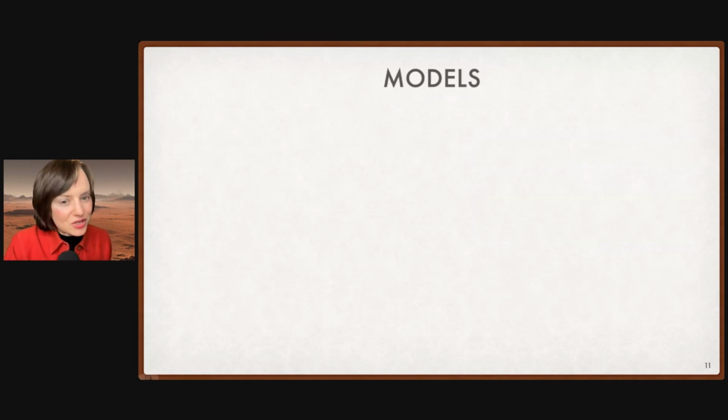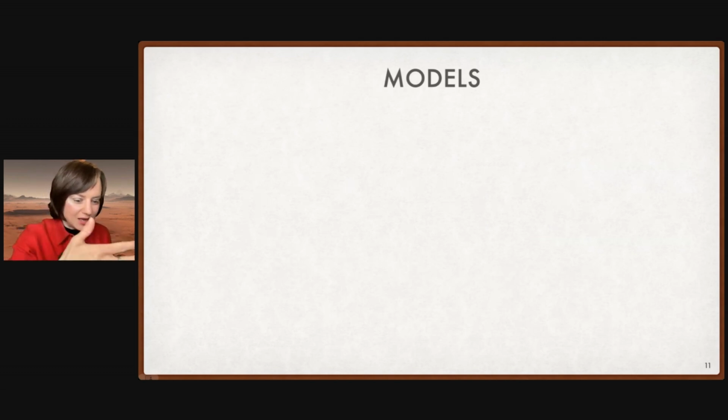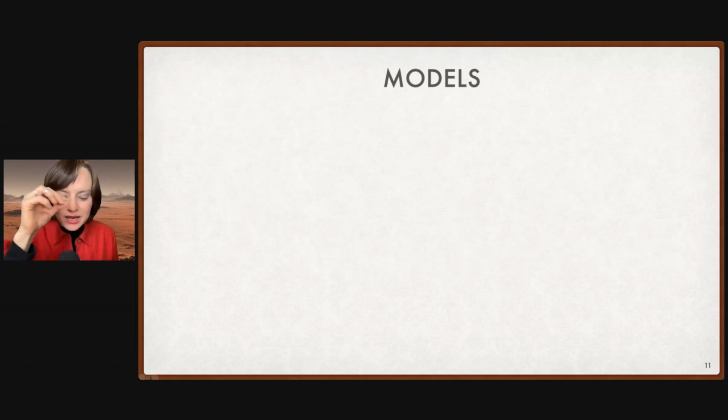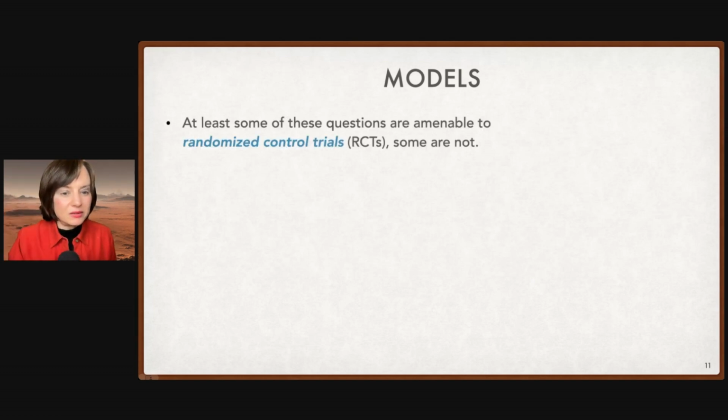To answer those questions with data, we need to form models. A lot of times we skip this when we think about, oh, we just have data and now we have insights, data and discoveries. Deciding what data to look at is the art of modeling. So, a model means that we can take at least some of these questions and study them systematically.